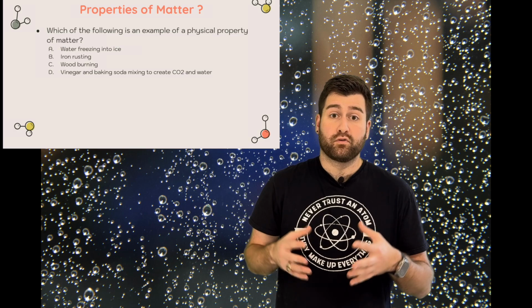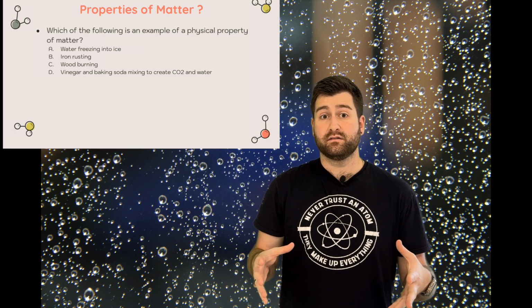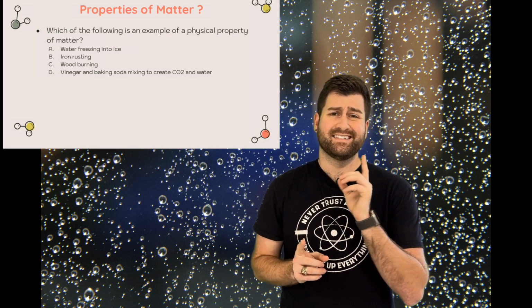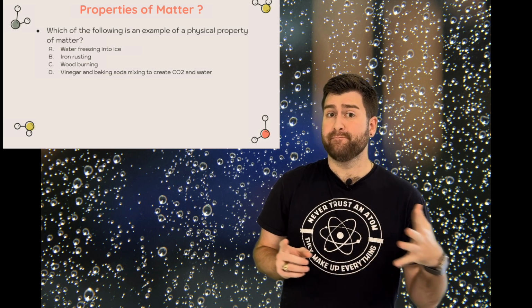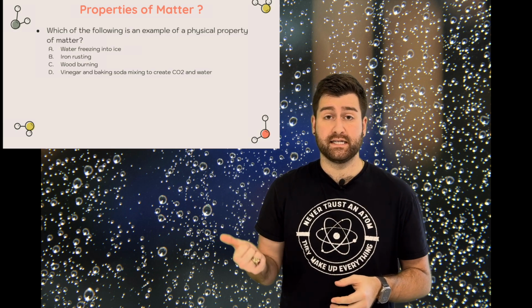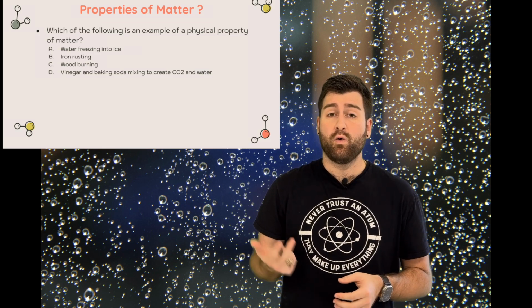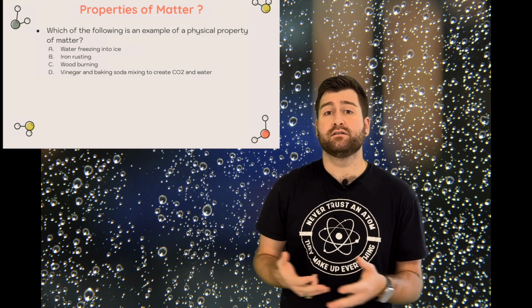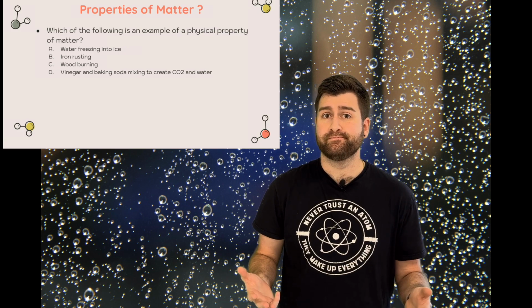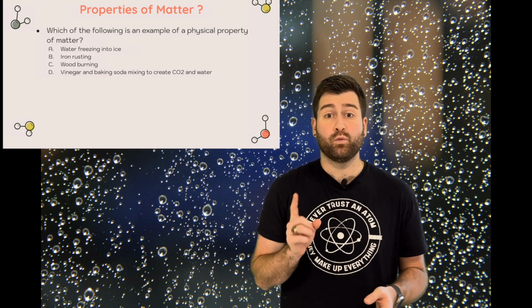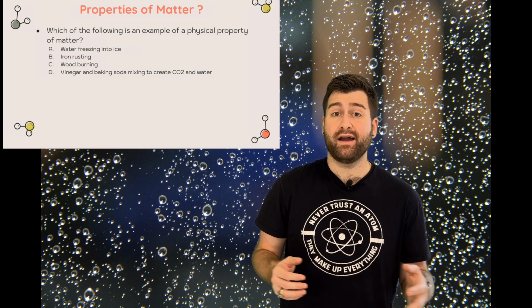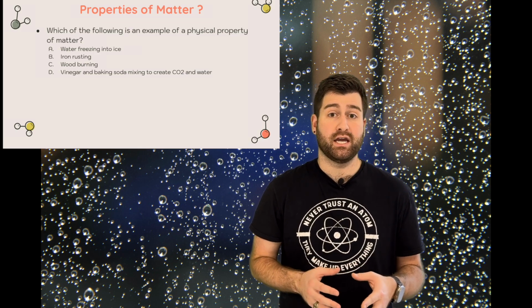Now that we've talked about a broad overview of physical properties, which of the following is an example of a physical property of matter? Water freezing into ice, iron rusting, wood burning, or vinegar and baking soda mixing to create carbon dioxide and water? If you said water freezing into ice, you'd be correct. That is a phase change.